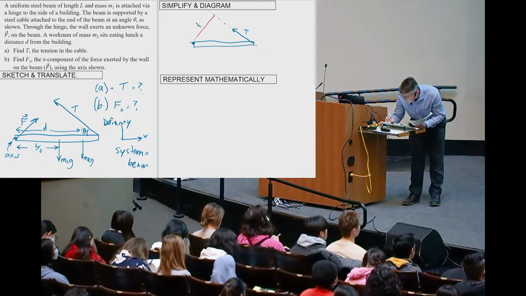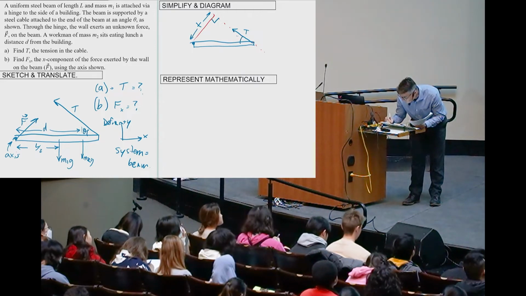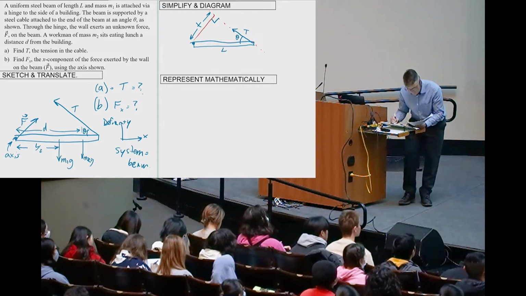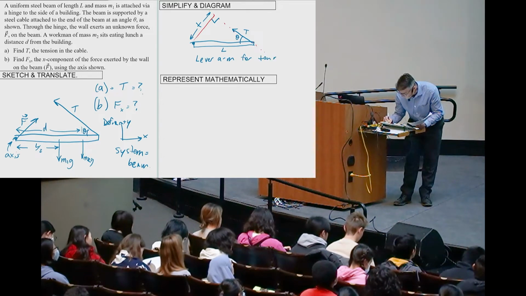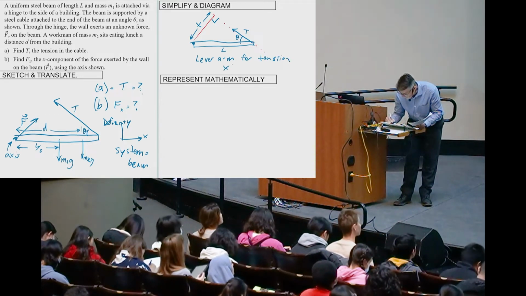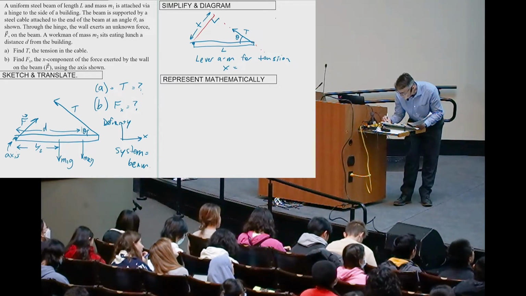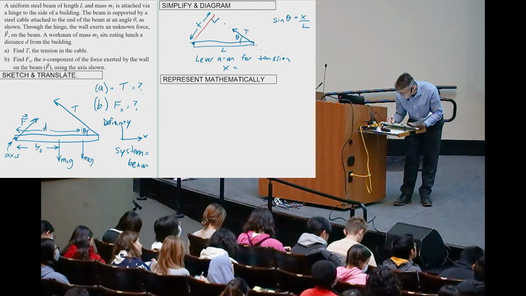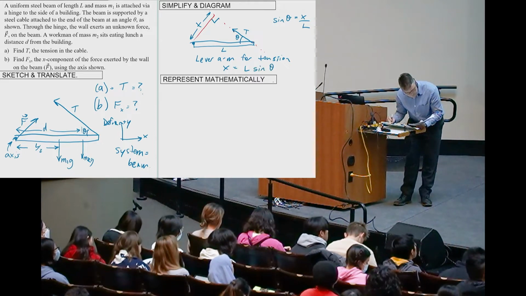Maybe I'll call it x from here to here. So if this is a right angle, and this is your theta, and this down here is the length of the whole bar, then the lever arm for tension, x, is going to be, well, sine of theta is equal to x divided by the whole length. So x is going to be L times sine theta.